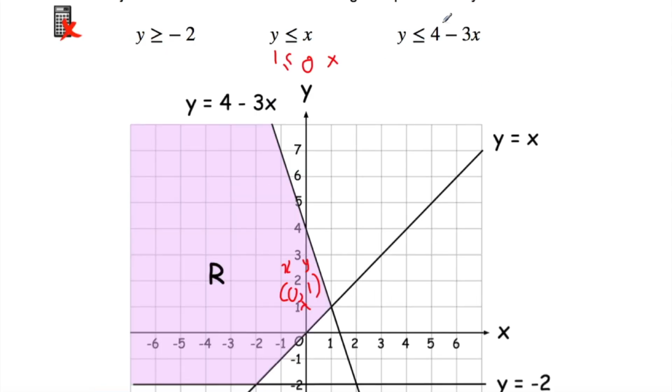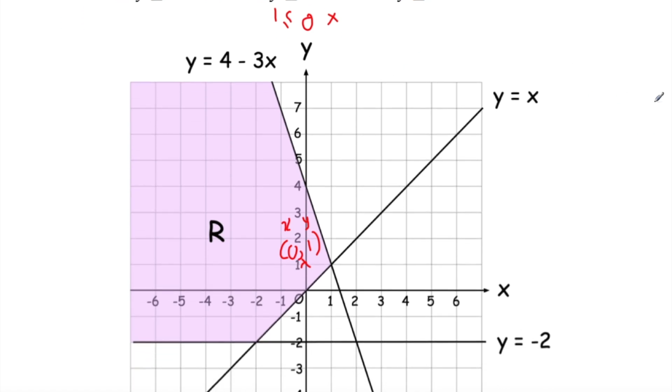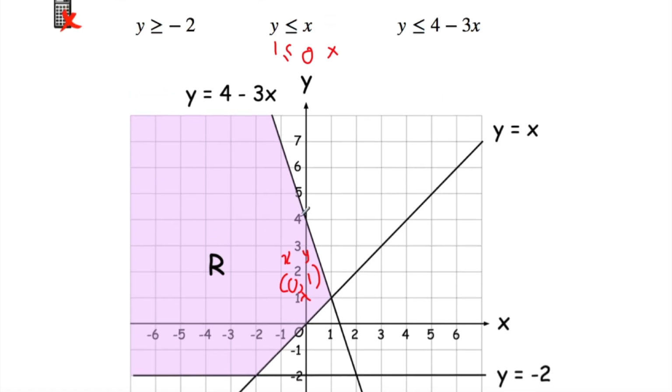Y is less than or equal to 4 subtract 3x. So has he drawn the right line? It has a y-intercept of 4. Yep. It's got a gradient of -3. So let's just check that. Across 1, down 3, across 1, down 3. Yep. So that's the right line.